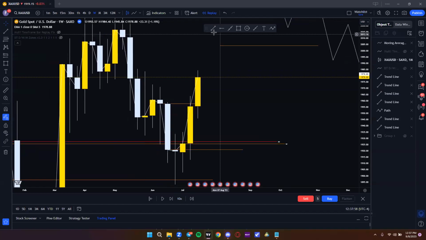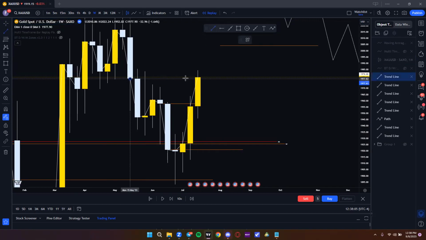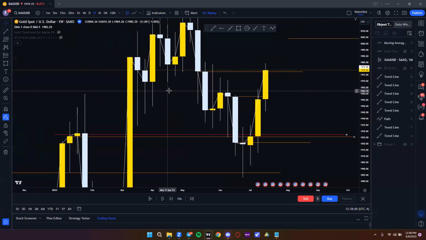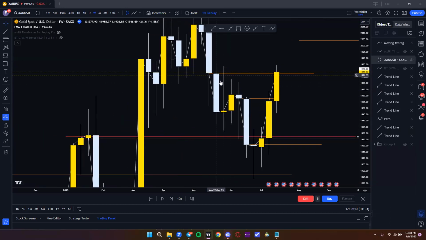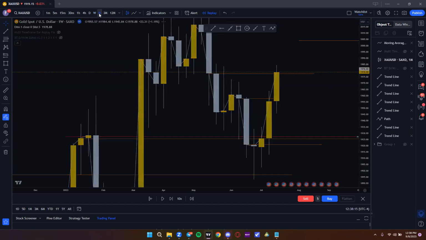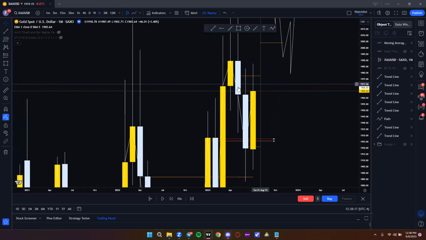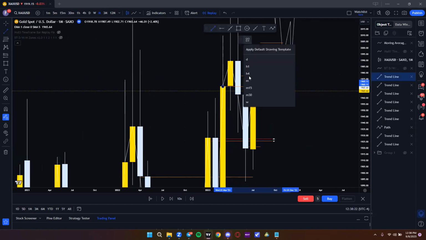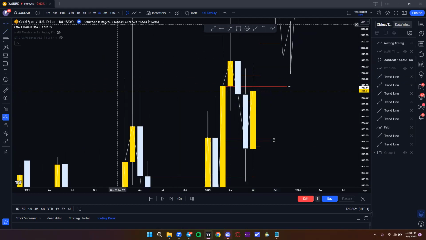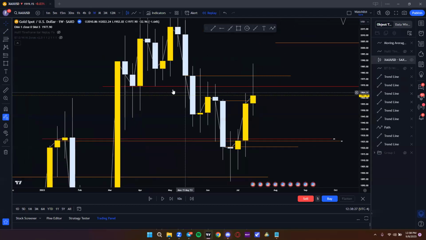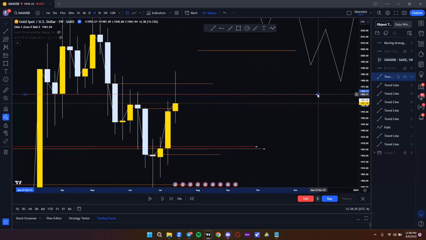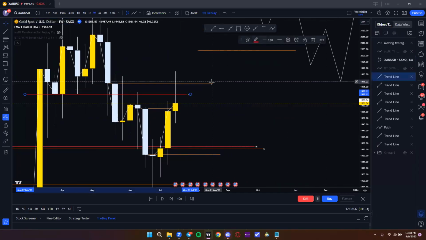But we see that price came back into our source level, and the reason why this is our source level is because the first confluence is that it's been confirmed, and it's actually inside of our monthly decision level here, right? So weekly, this is monthly, and this is weekly.